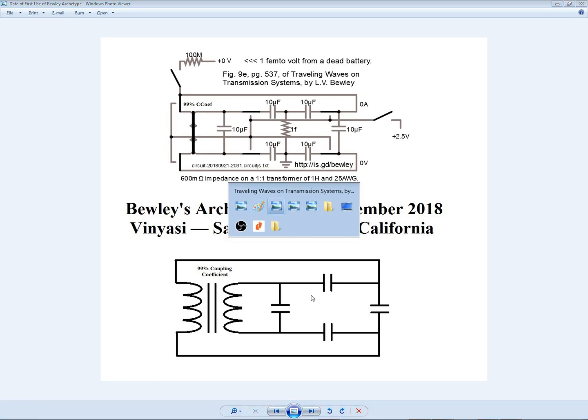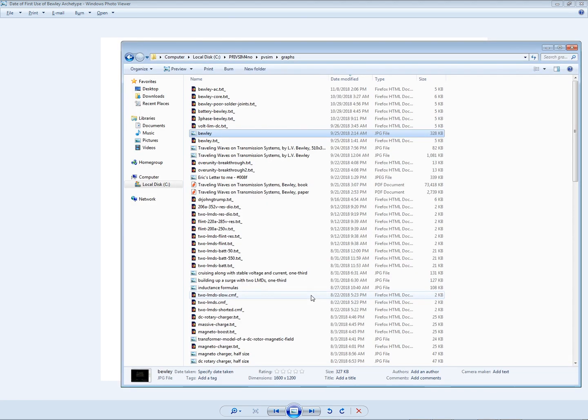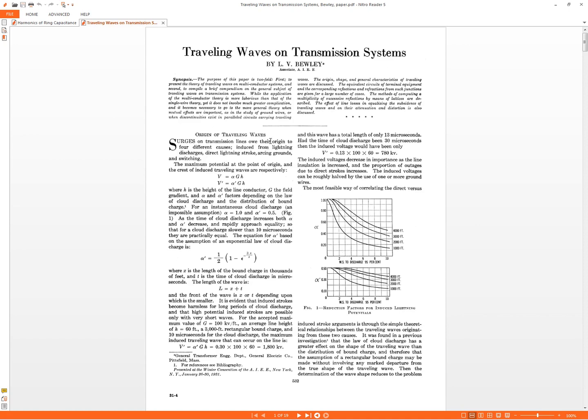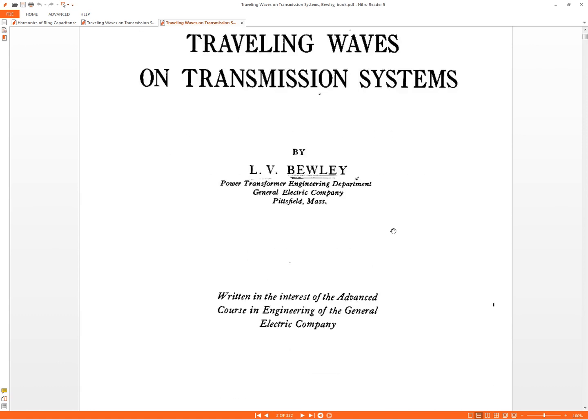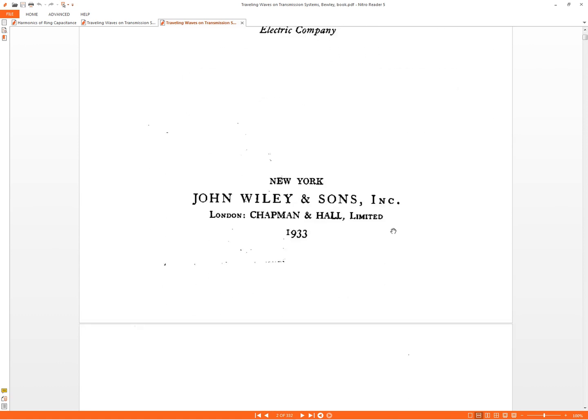So this is all Bewley. It doesn't belong to anybody who wants to claim it for their own, because Bewley copyrighted it when he printed it. Oh, this doesn't have a date, does it? All right, this is his paper. The book was published in 1933. I thought it was 31. Okay, 1933, by Chapman and Hall in London, by John Wiley and Sons Incorporated. Oh, in New York, I see. Co-published in London by Chapman and Hall Limited in 1933.